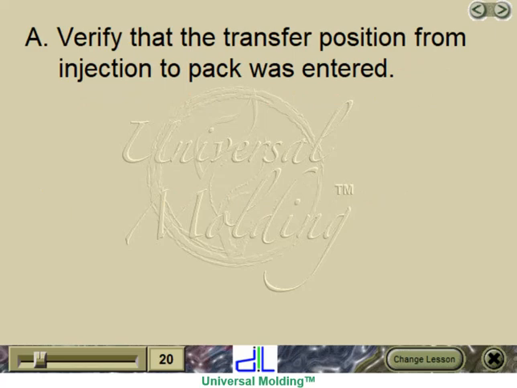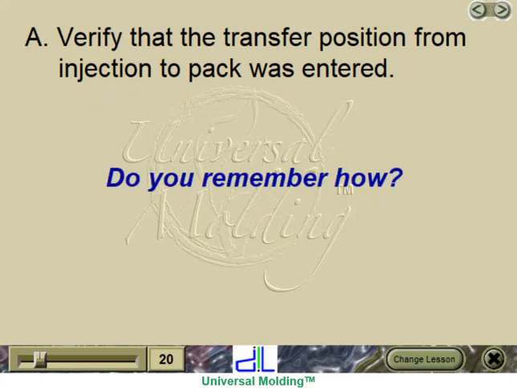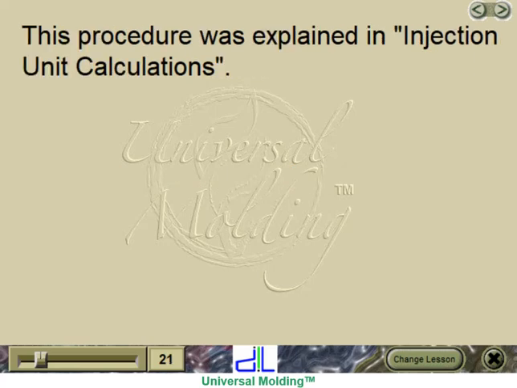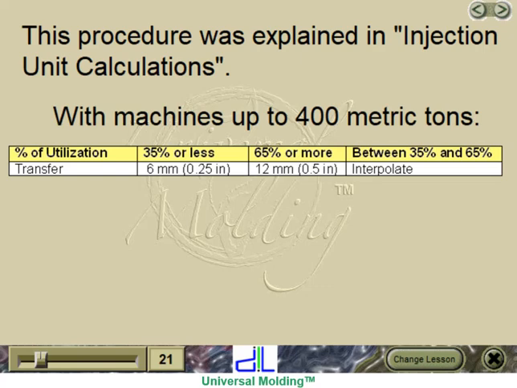A. Verify that the transfer position from injection to pack was entered. Do you remember how? This procedure was explained in injection unit calculations. With machines up to 400 metric tons, if percentage of utilization is 35% or less, use 6 millimeters. 65% or more, use 12 millimeters. And between 35% and 65%, interpolate.